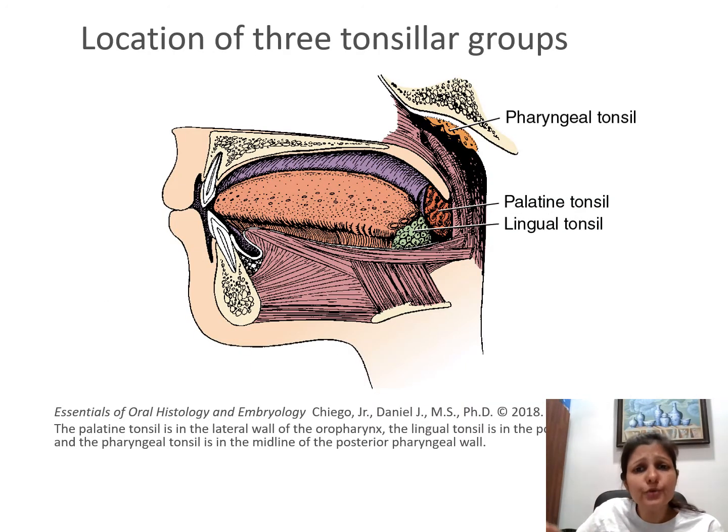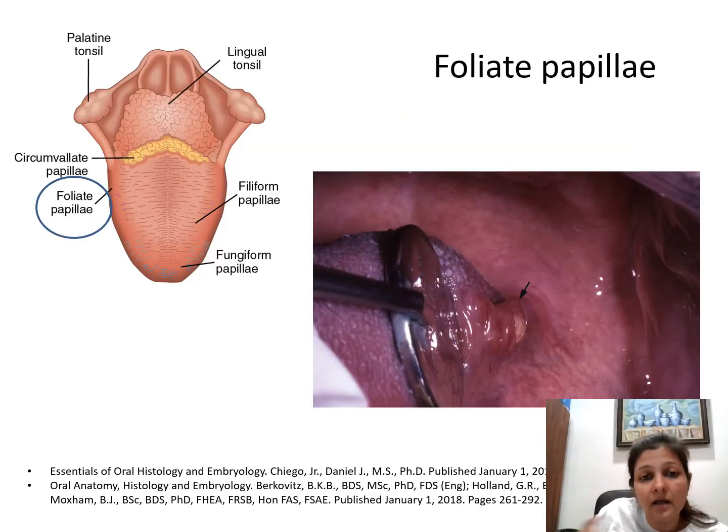If you were to look at the groups of tonsils that are present in the posterior part of the oral cavity, you have the pharyngeal tonsil right on top, and then you have the palatine tonsil and lingual tonsil. So lingual tonsil is what we were just now talking about. Along with lingual tonsil, which you can see in this animated picture, the important thing which I've circled out and which I would want to bring your attention to is the foliate papillae.